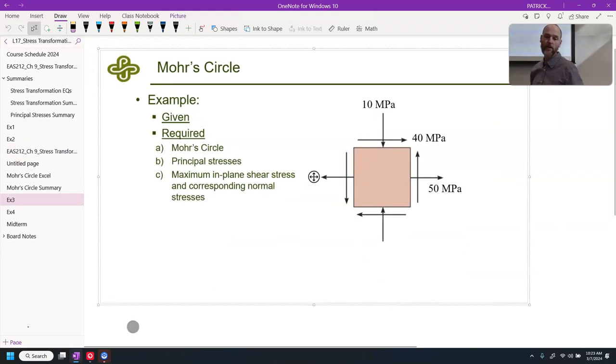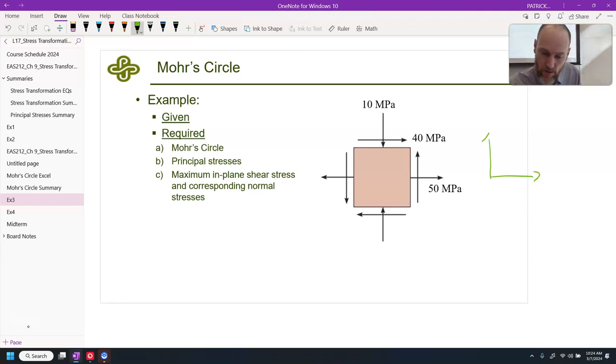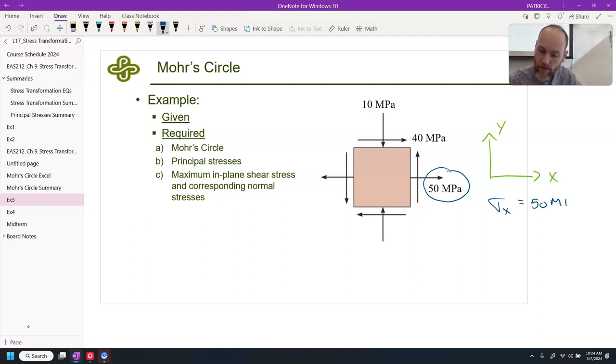Okay, so the example we have here is this one. This is our original state of stress, and we want to plot the Mohr circle from this. If we stick with our typical Cartesian coordinate system, with our x, y direction, what is our starting value for sigma x? Sigma x will be this one in the x direction. So sigma x is equal to 50 MPa, it's in tension, so that's positive.